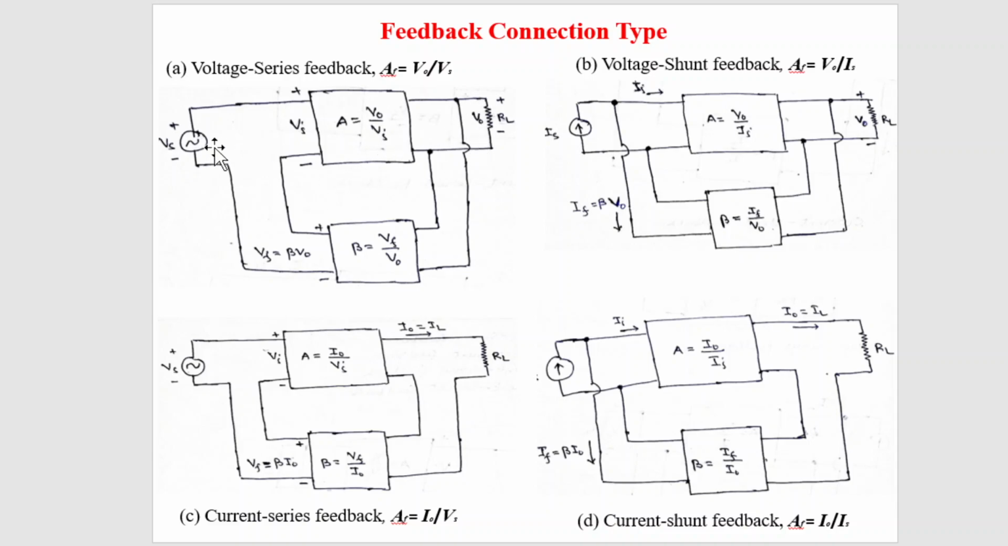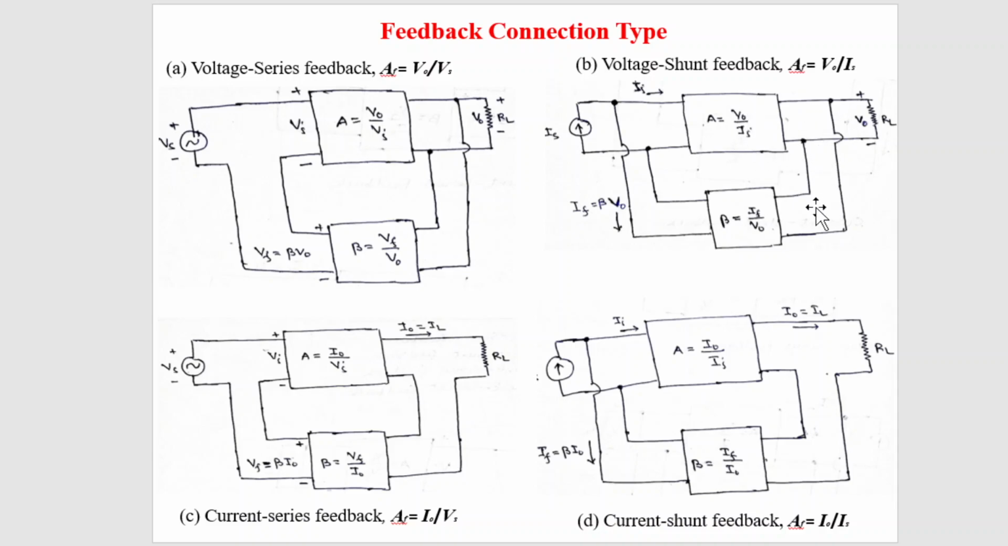Here the output signal was voltage, and the input signal was voltage, so the gain was output voltage over input voltage. Here the output signal is voltage and the input signal is a current. So the gain is VO upon II, that is, output voltage upon input current.